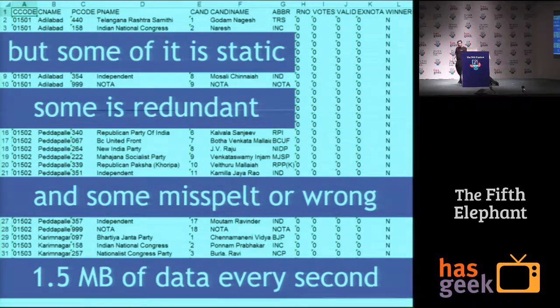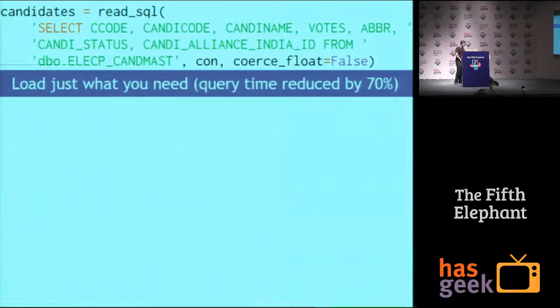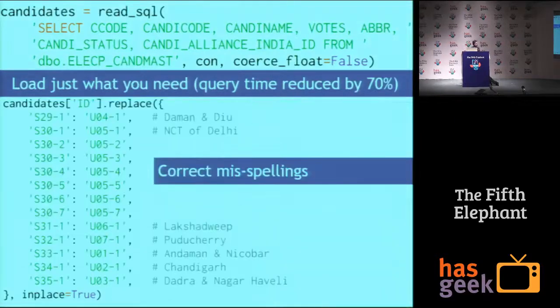But we definitely had to take care of the other kind of problems, which were things like misspellings, etc. So, for example, at the bottom, the state codes were different between Nielsen and the election commission. So you start mapping some of those. The other part was how much data do we really pick from the server? There were all kinds of columns. What I showed you earlier was a subset. The 1.5 MB is a subset.